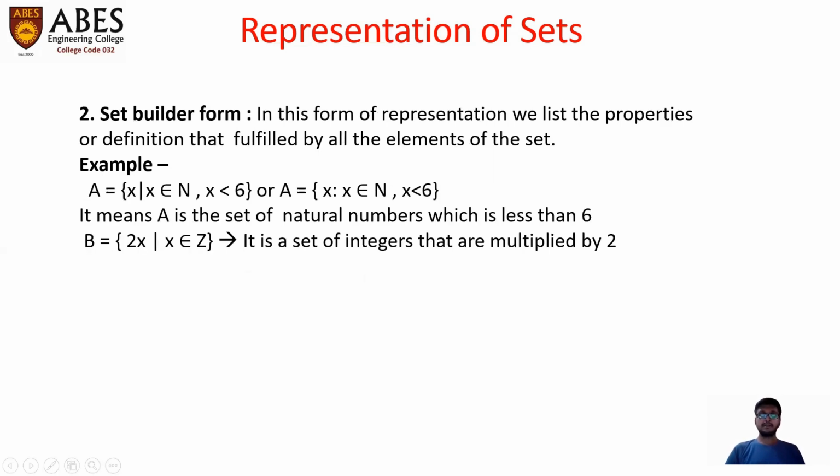Next representation is set builder form. In this form of representation, we list the properties or definition that are fulfilled by all the elements of the set. As we discussed earlier, in the roster or tabular form, we write the elements inside the set using curly brackets and commas. In the set builder form, we can't write the elements directly inside the curly brackets.